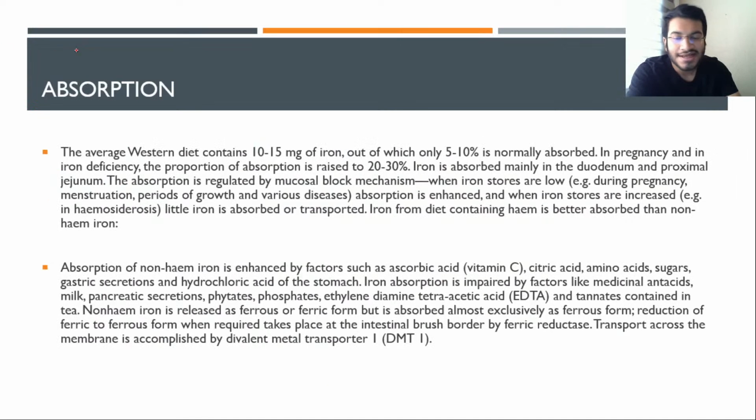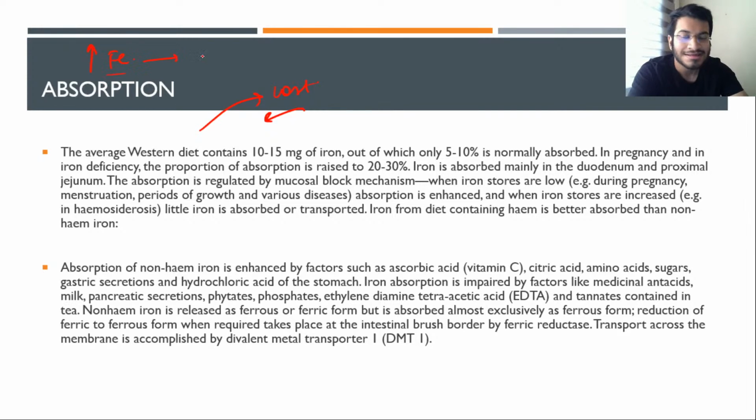The average Western diet contains 10 to 15 mg of iron, out of which only 5 to 10% is normally absorbed. So ideally जितना आपका lost होता है ना उतना ही absorb होगा, because your body needs to maintain its normal quantities of iron, right? In our body we cannot have the excess amount of iron.